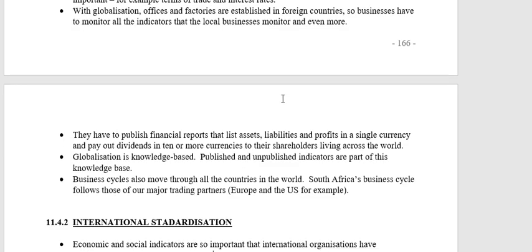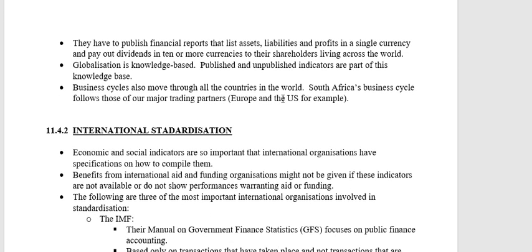Multinationals also have to publish financial reports. It's a requirement that is going to list their assets, liabilities, and profits. If I'm a South African company and I publish my financial records, I'm going to publish my income statement and my balance sheet, and I'm going to list my assets, liabilities, and profits in a single currency, which is the rand. My financial statements will be determined in rand.